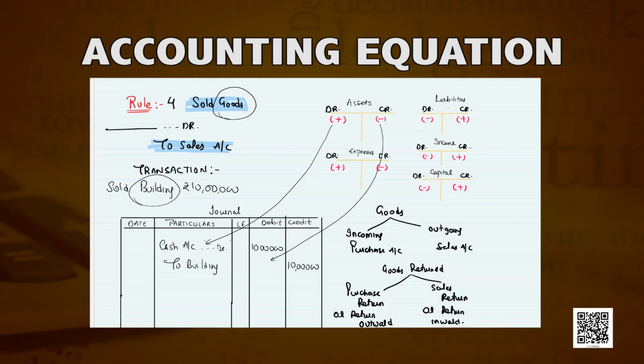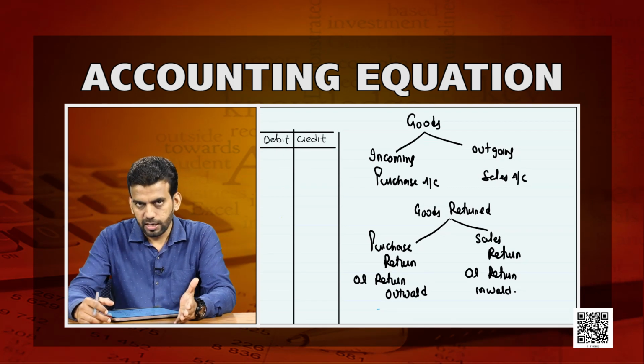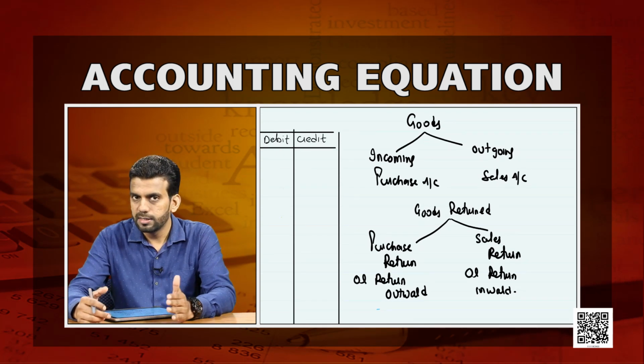I repeat, these are the rules just to make your entries much more easier, right? If you remember, in the last video, we discussed types of goods, purchase, sales, and I introduced two more words to you, purchase return and sales return. You can see on your screen, goods incoming, purchase account, goods outgoing, sales account.